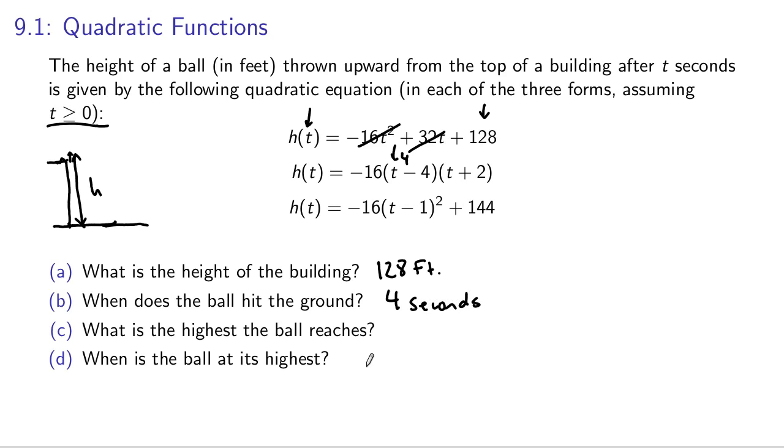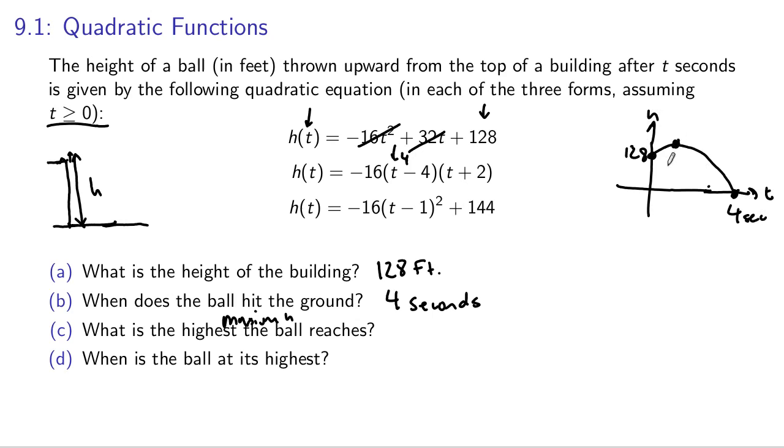What is the highest the ball goes? We're throwing it up, so this is asking for the maximum of the height, or the output. That will happen at the vertex. If we were to graph this, we started at 128 feet, and we're going to touch the axis at 4 seconds. Time is on one axis, height on the other. So we want to know what is the highest the ball reaches.